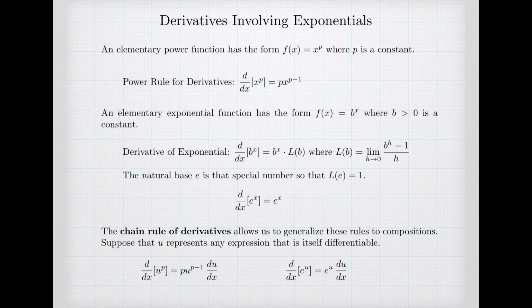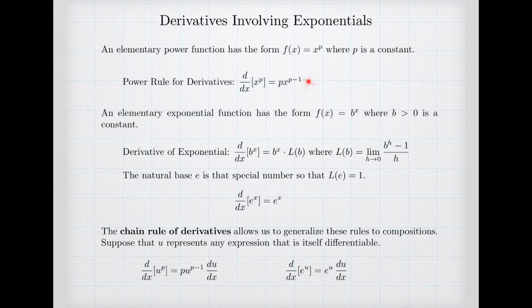We learned that the derivative of an exponential function is the same exponential function times some constant, where that constant is defined by a limit that came from our definition of a derivative. It's the base to a power h minus 1 all over h, as h goes to 0. The natural base e is a special number so that when I do this limit, I get the value 1. And the consequence of that is the derivative of e to the x is itself, e to the x.